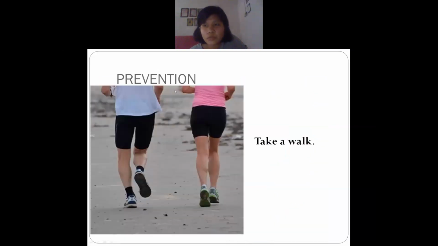Next is prevention. How can you prevent yourself from getting superficial thrombophlebitis? First is take a walk. You should take a walk so that your blood circulation will be good. So you should take a walk or else exercise. And for the patient who can't walk, if there is too much pain, you can ask the patient to perform ROM, that is range of motion exercise. I have taught you in the previous class, when you were in university, that range of motion exercise. So you can teach those types of exercise to the patient.